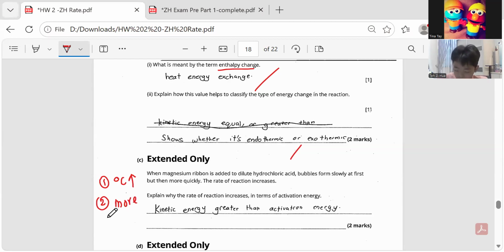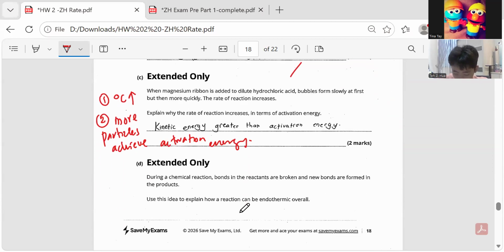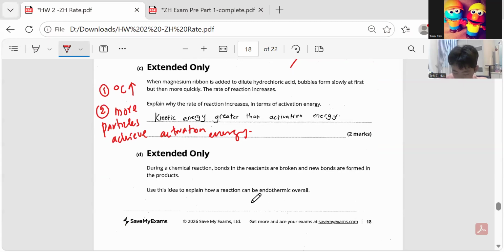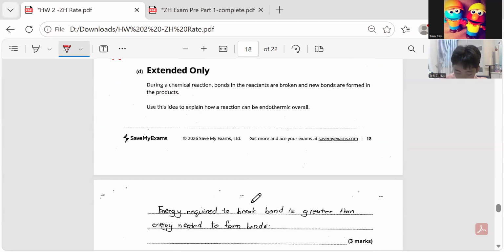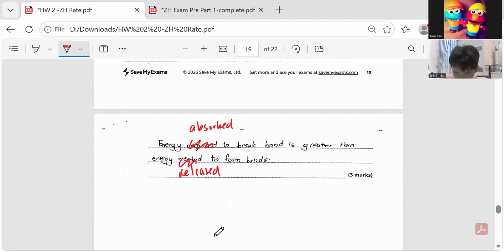More particles achieve activation energy. Okay? Energy absorbed to break bonds is greater than energy released to form bonds.